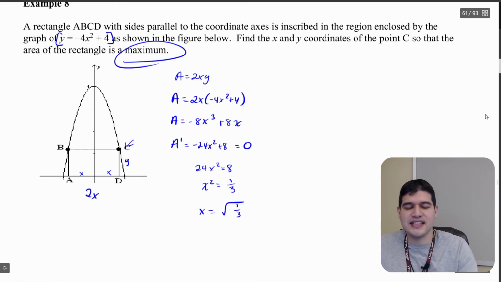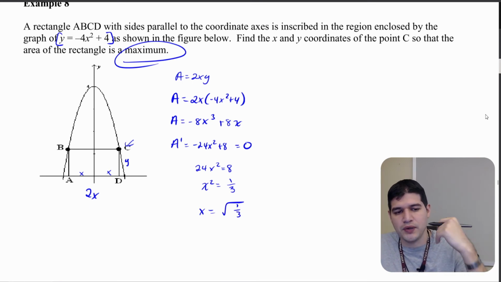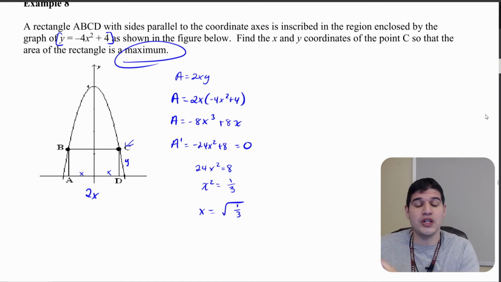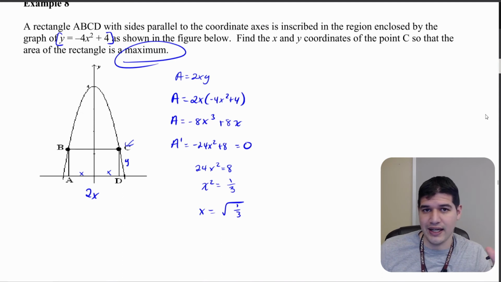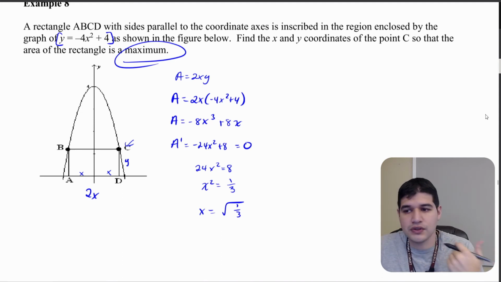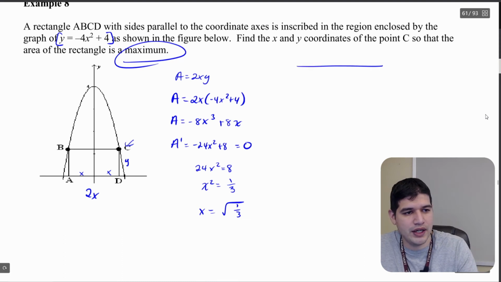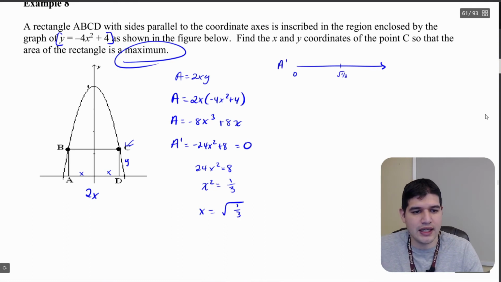And for reasons I've said in earlier videos, you want to think about why we are just taking the positive square root and not the negative. Well, we know that C is going to be on the right side of 0. So let's now prove that this is a maximum, right? So we're going from 0 to infinity. We kind of know this, and I'm going to put in here the square root of 1/3. All right, and this is going to represent A prime, and I have my derivative right there.